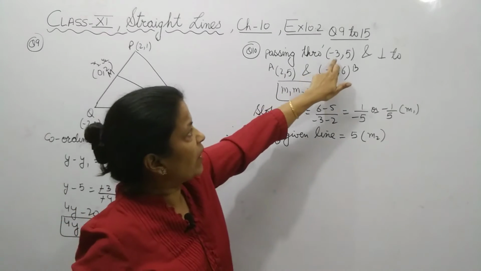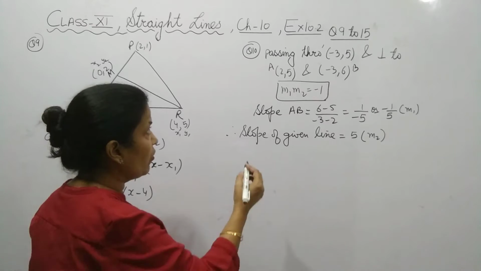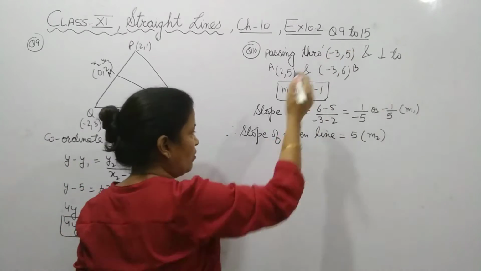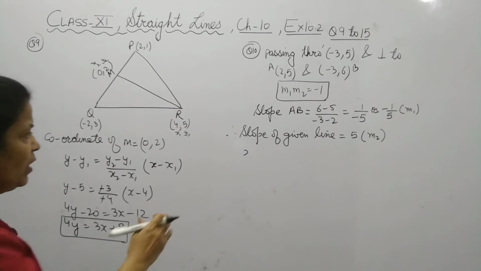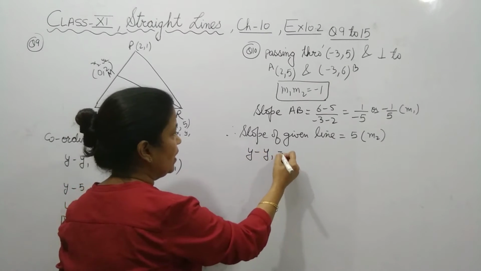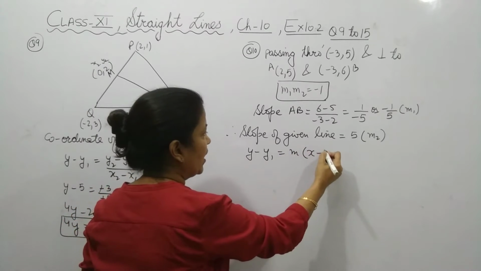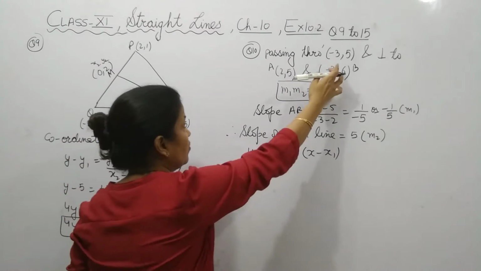Now it is passing through minus 3 and 5 also. So what should be the formula? Take it as x1, y1. The formula is y minus y1 equals m times x minus x1. This is the one-point formula.